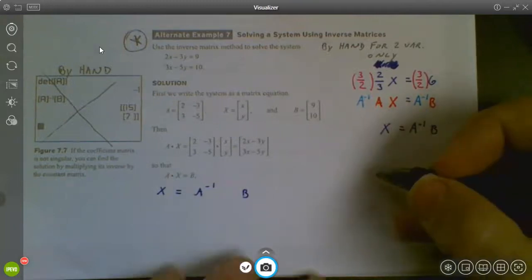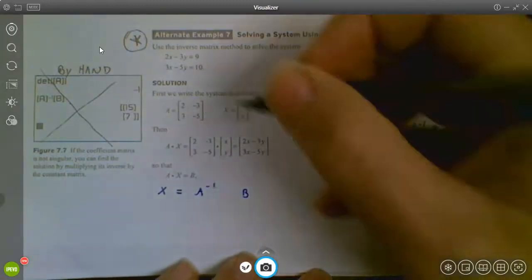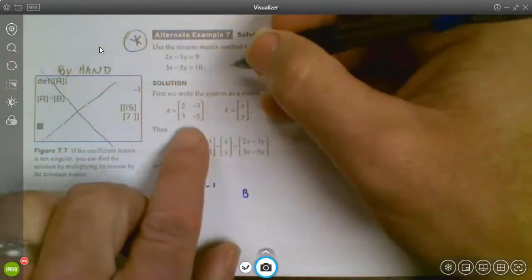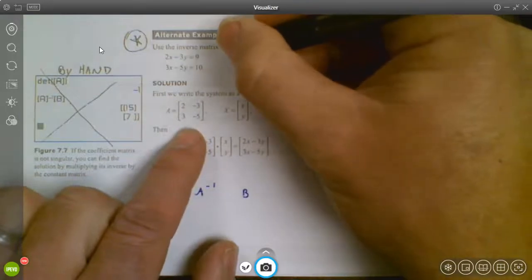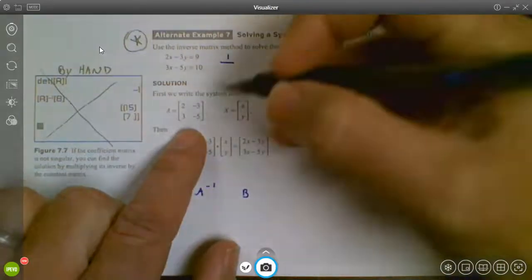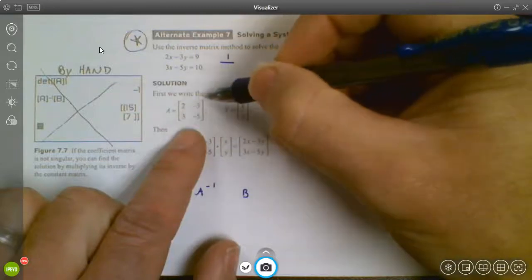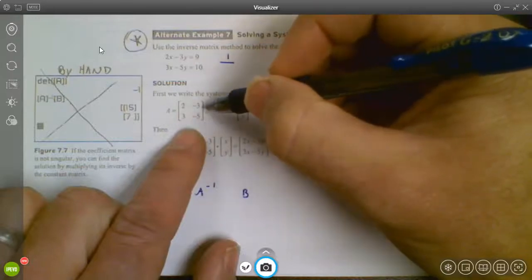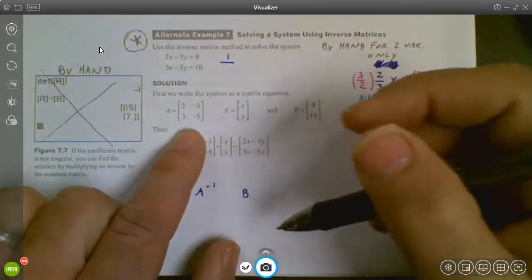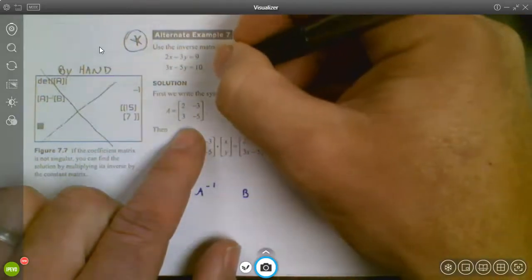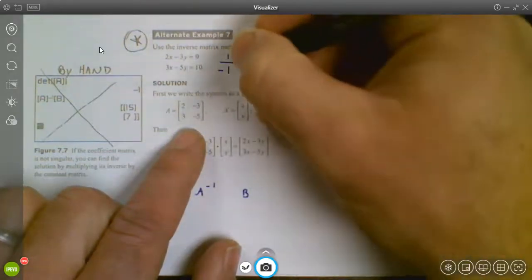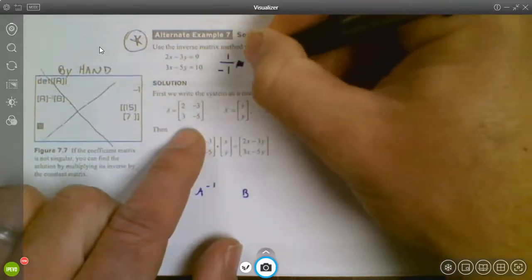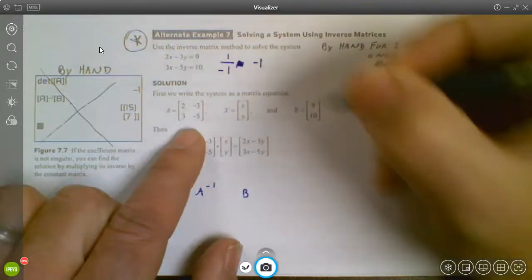So let's do a little side work over here. How do we figure out the inverse of A? Maybe I'll do it up here so I don't cloud up the space too much. So we said, remember, it's 1 over the determinant. So if I did my downward diagonal minus my upward diagonal, so -10 minus -9. That's like saying -10 plus 9. Very easy. Let's just say -1. So 1 over the determinant is -1.